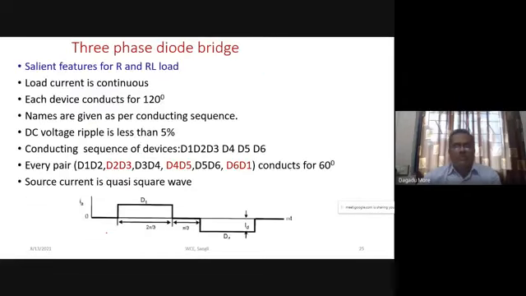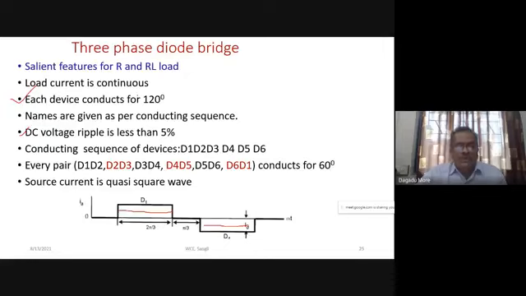Here we have shown D1 is conducting for 120 degrees. D4 is conducting for 120 degrees. So the source current will be a quasi-square wave. So in case of a diode bridge, each device conducts for a period of 120 degrees and DC ripple is less than 5%. You can find out from finding the average value and the RMS value.